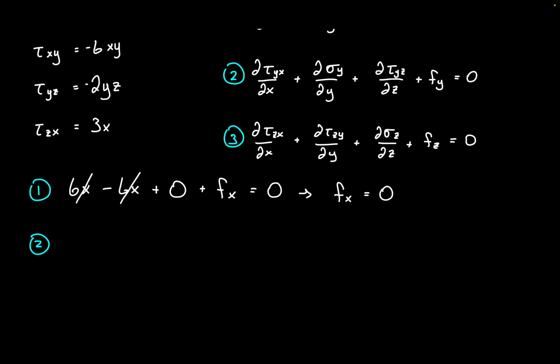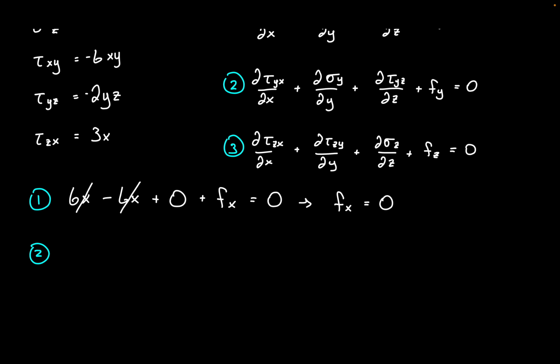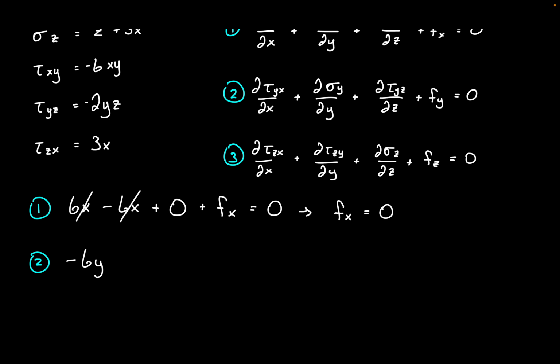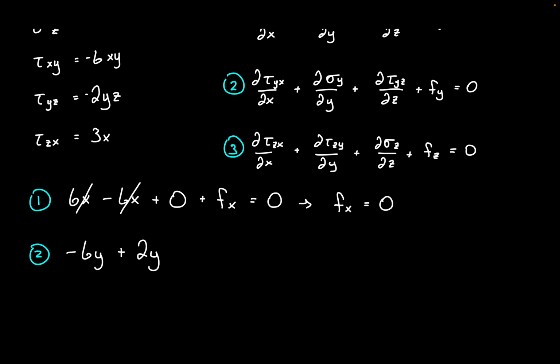So now for number 2, the partial derivative of tau yx with respect to x will give negative 6y. Then we'll take the partial derivative of sigma y with respect to y. That'll give plus 2y. And then the partial derivative of tau yz with respect to z will give negative 2y. So those two will cancel, and we'll have plus f sub y, and that should equal 0. So then that'll leave f sub y equal to 6y.